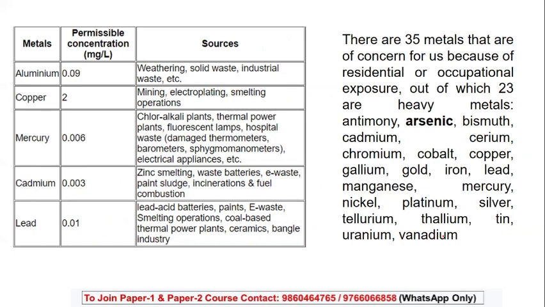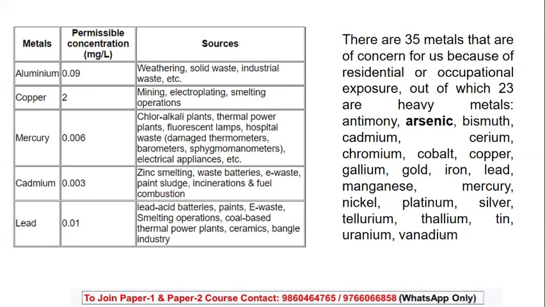So what exactly are the sources: aluminum, solid or industrial waste; copper, in the form of smelting or mining; mercury, in the form of thermal power plants or fluorescent lamps, hospital waste, electrical appliances; cadmium, in the form of melting or waste batteries or e-waste; lead, in the form of lead acid batteries, or e-waste, or coal based thermal power plants.